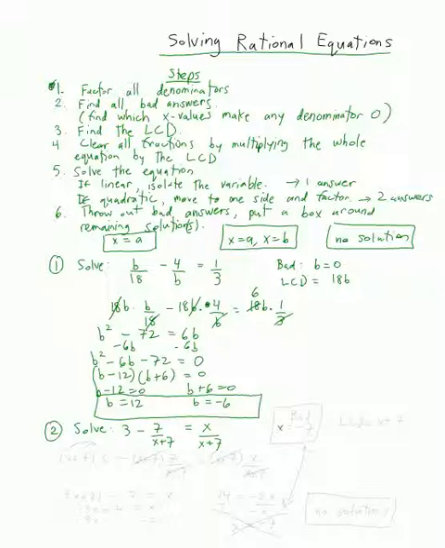And notice if I put x equals negative 7, that would make the bottom equal to 0. So this would be my bad answer. I'm going to store that to the side for now. So now what is my LCD? My LCD is just x plus 7, since that's actually my only denominator here. So I'm going to multiply every term by x plus 7.